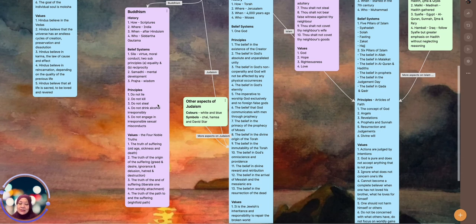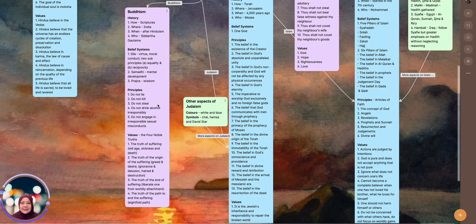The third value, the truth of the end of suffering. Basically, this is something that will liberate you from worldly attachment, from desiring to have worldly materials. And last but not least, the truth of the path to the end of suffering. And this is the Eightfold Path.